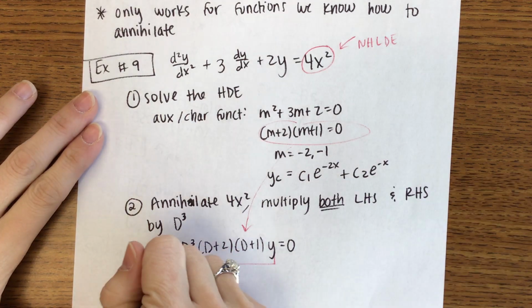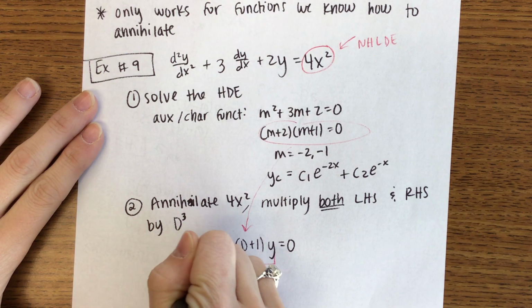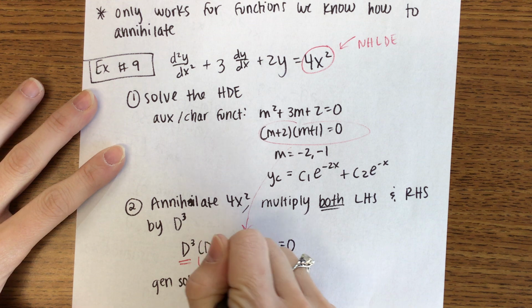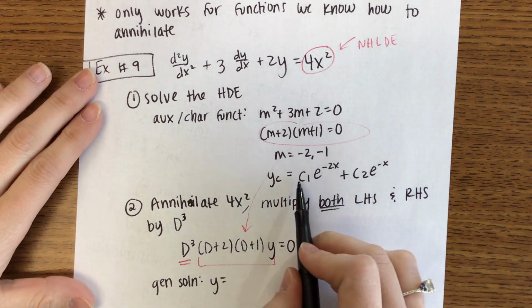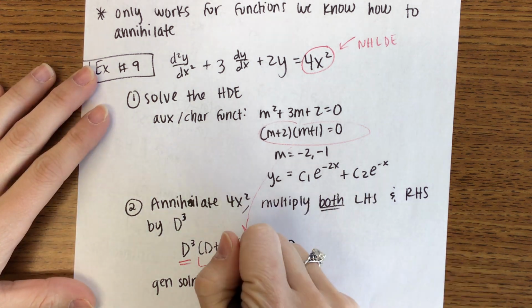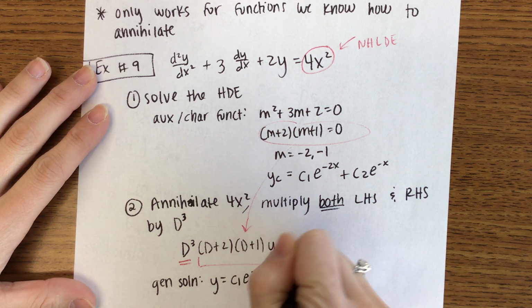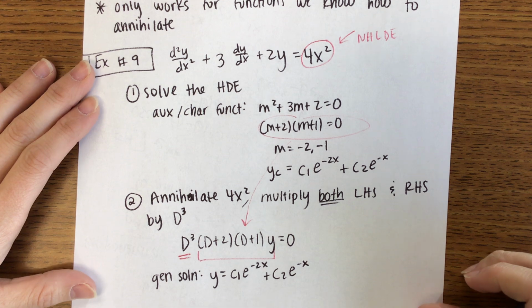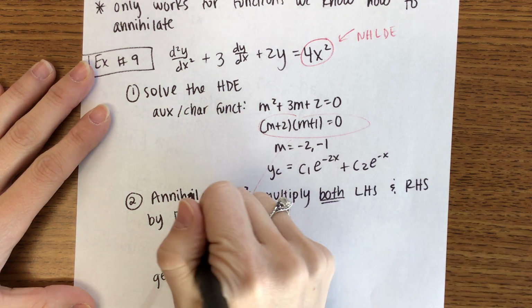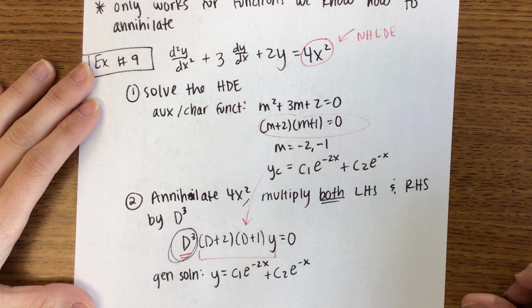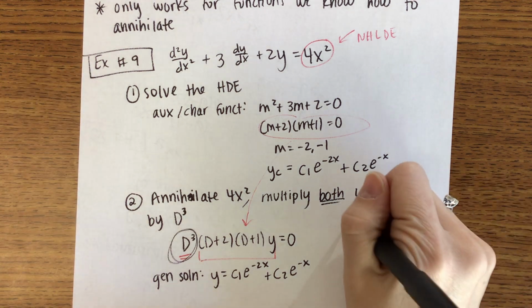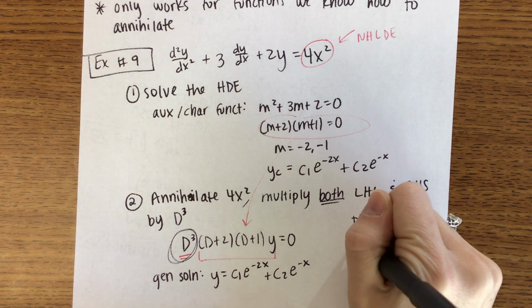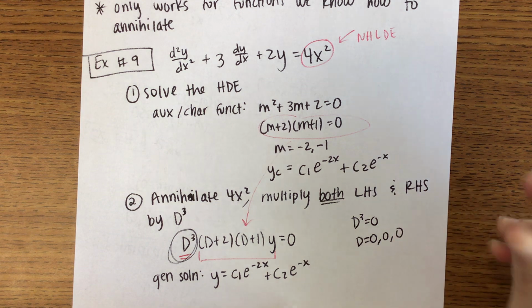Okay, this will help us figure out the general solution. Our general solution is going to contain that complementary function. So it's going to be that c1 e to the -2x plus c2 e to the -x. This will give us that particular solution. So if we set that equal to 0, we get d equals 0, 0, and 0.